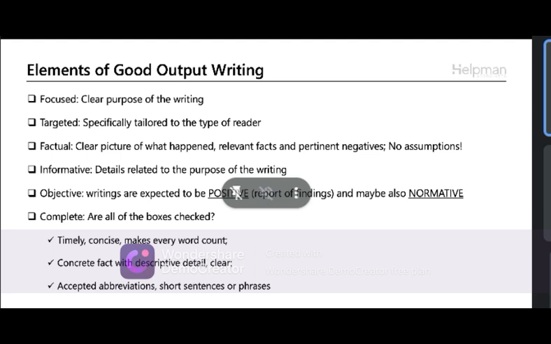Now, the next one is that writings are expected to be positive. Okay? Reports of findings may also be normative. But first of all, you have to do the positive before you think about the normative. Now, let me explain the difference between positive and normative. Positive writing is writing about what has happened, about how things work, how this is working, how that is working. What happened when I did this? This is what we want to know.